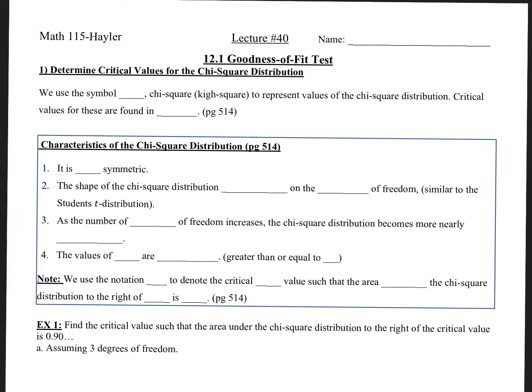Welcome to Lecture 40, 12.1 Goodness of Fit Test. So we're nearing the end here. Determine critical values for the chi-square distribution.